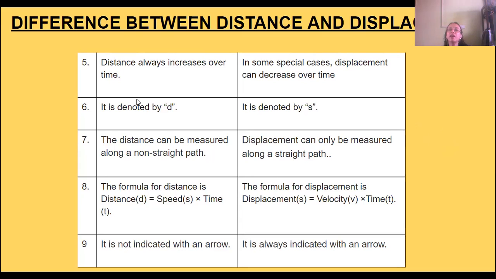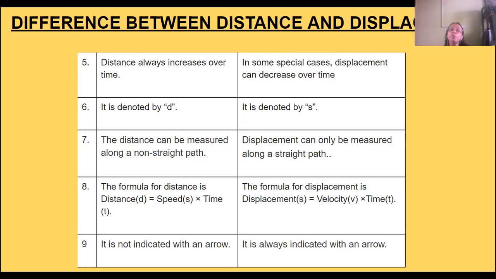Distance is denoted by small d, and displacement is denoted by small s. Distance can be measured along a non-straight path, like an object moving from one place to another in the way it is moving, but displacement will be a straight line. The formula of distance is speed into time, whereas displacement is velocity into time.